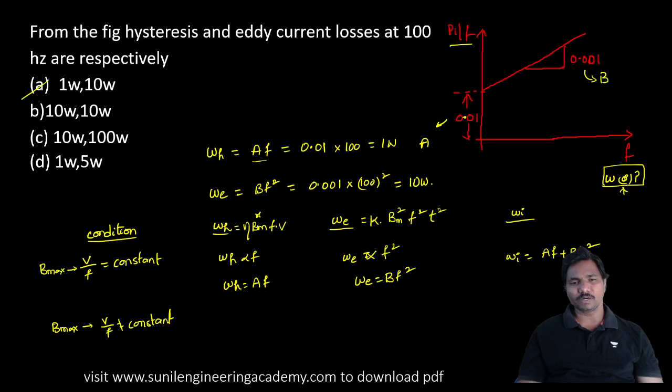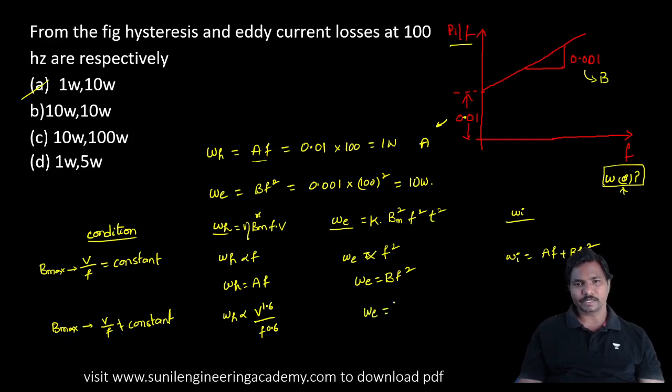If X is considered as 1.6, then what will happen here? WH is proportional to V power 1.6 by F power 1.6, but here F is already there, so F power 0.6, or F power minus 0.6.